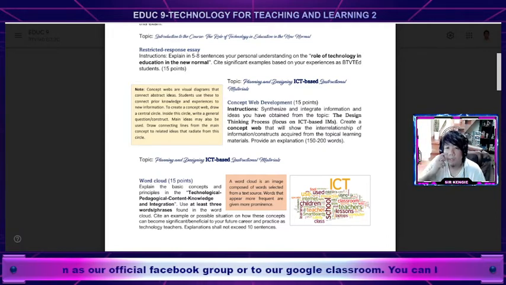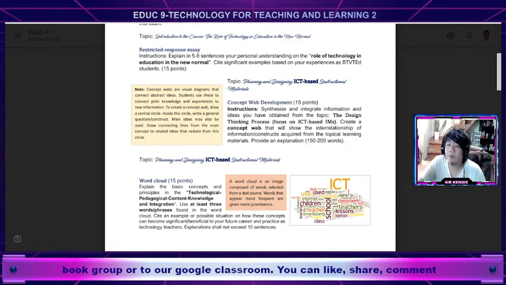For example, you're going to design or come up with ICT-based materials. So the instruction is you're going to create a concept web that will show the interrelationship of information constructs acquired from the topical learning materials. And after the illustration or presentation, you have to give us an explanation about what is in your diagram or chart or presentation.